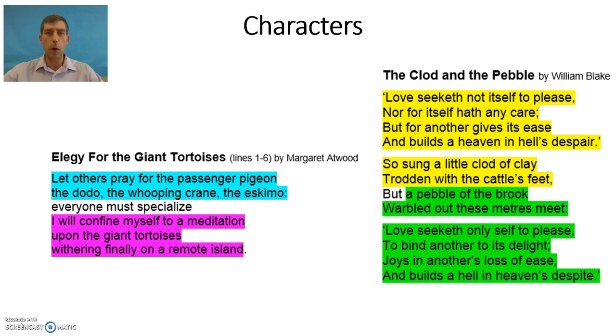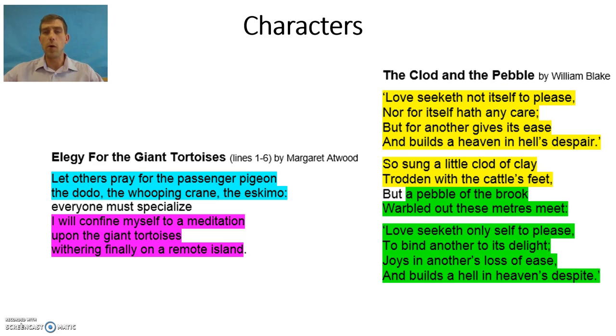Take a look at the two different poems we have here. In the first poem, you can see that the speaker that Atwood has created contrasts other people's concerns for the pigeon or the dodo or the crane, etc., with her own personal concern over the giant tortoises. And that's quite clear, and that's emphasized because those phrases are so close together.